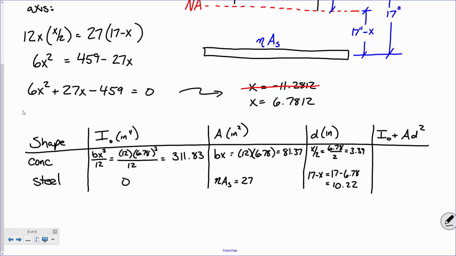Remember, I naught plus A D squared. So for the upper one, you end up getting something like 1247.3. The lower one, 289.5. So even though it didn't have an individual moment of inertia, it actually contributed more to the stiffness of the section because of that A D squared.